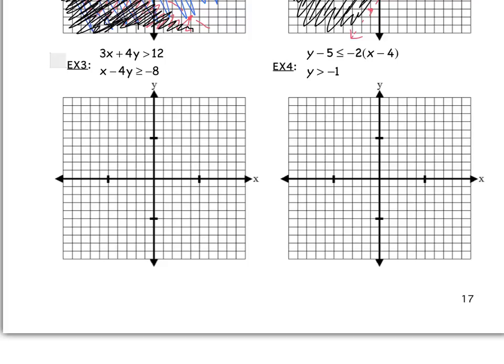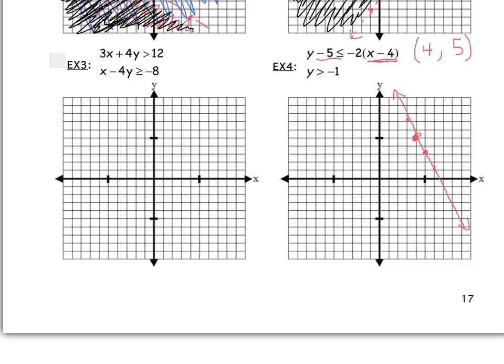The very first one is written in point-slope form, so a nice reminder of point-slope form. My starting point is going to be at 4, because the opposite of x minus 4, and then 5, because of the y minus 5. So I go to 4, 5, which is right here. Okay, my slope is negative 2, so down 2 over 1. I can also go up 2 over 1. I'm going to use a solid line this time, because it's a less than or equal to.